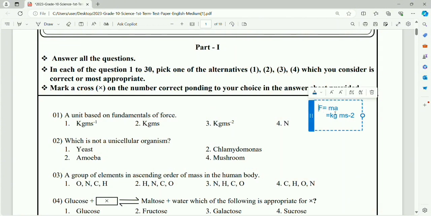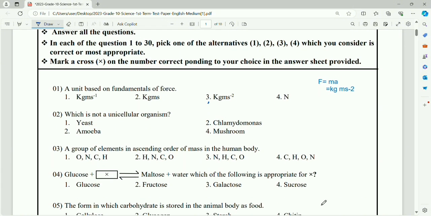Unit of mass is kilogram. Unit of acceleration, ms minus 2. Altogether, kilogram ms minus 2. So the answer would be kilogram ms minus 2. Then let's move to the next question.